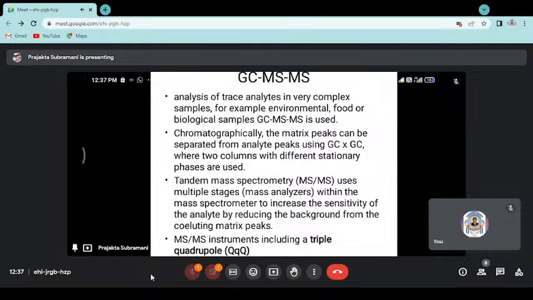In GC-MSMS, in GC two columns are coupled. In the first mass analyzer, they select the ion, which is called the precursor ion. Further it goes to the next mass analyzer to produce the product ion, and it is detected by the third Q. So the triple quadrupole mass analyzer is used in the GC-MSMS technique.